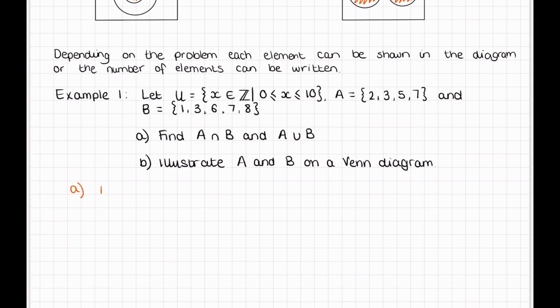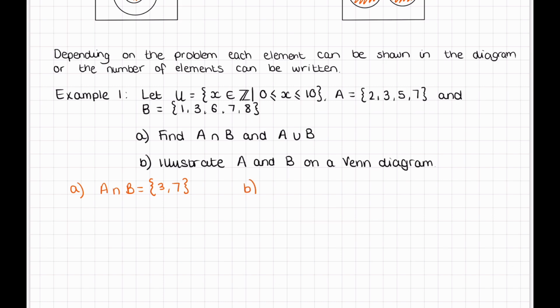So first of all, what is the intersection of these two sets? Remember, an intersection is the numbers that are in both, the elements that are in both sets. We'll look at A and B, and what numbers are common between both of them, and we will see that is 3 and 7.